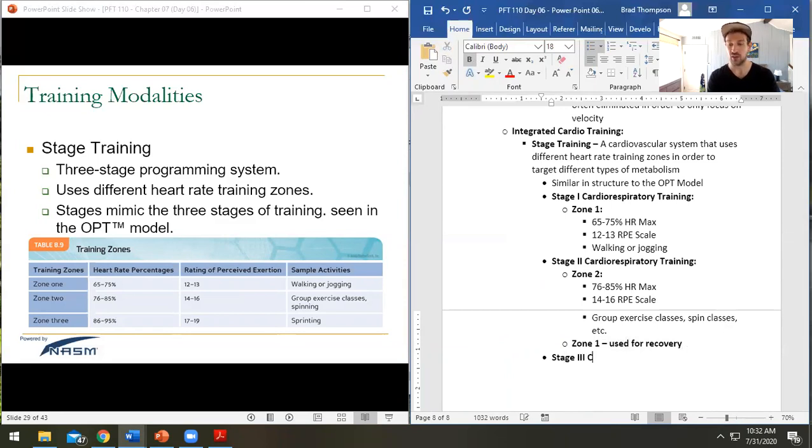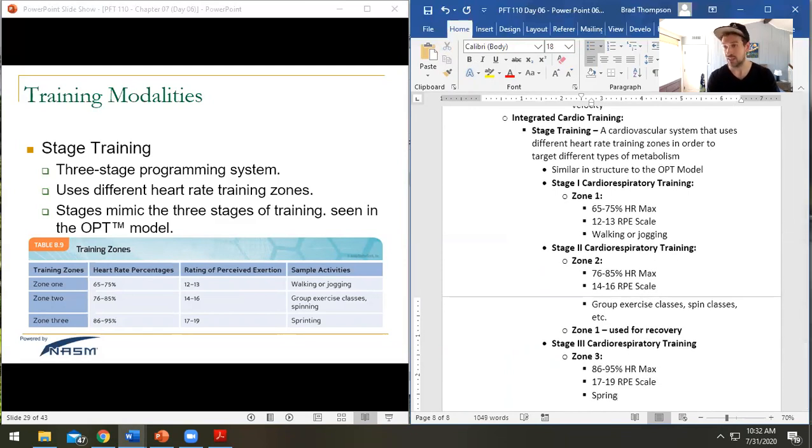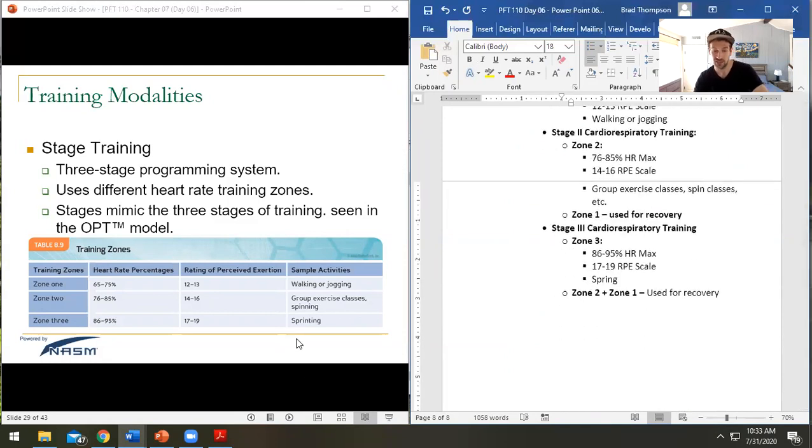And then we've got stage 3 cardiorespiratory training, right? And that's going to consist of zone 3, right? And that's going to be 86 to 95% heart rate max, or a 17 to 19 on the RPE scale. And this is things like sprinting, right? Working as hard as you can. And then you will recover in zone 2 and zone 1, which are used for recovery, right? So it's going to be a blend.